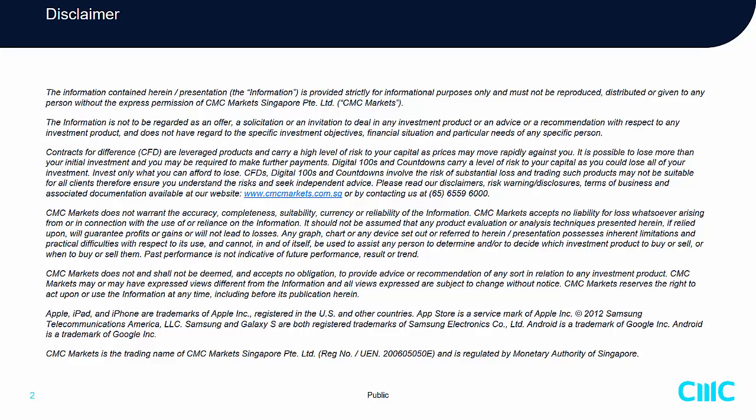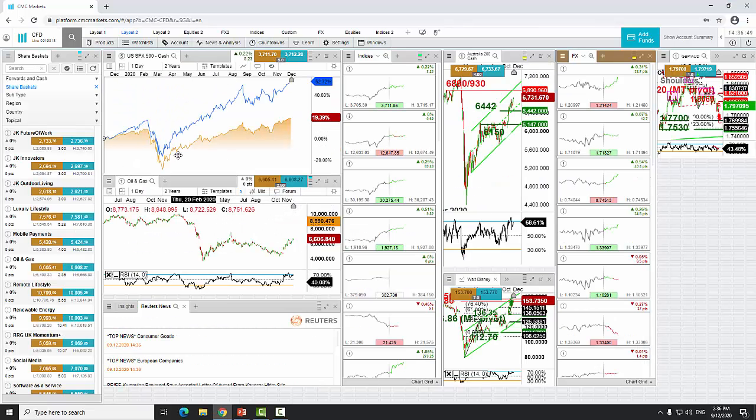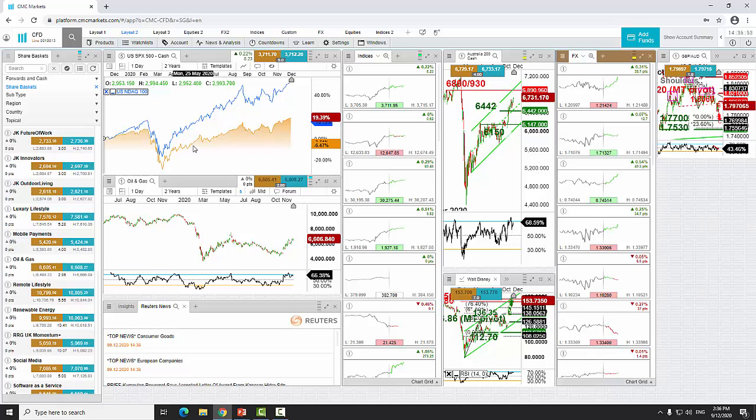Okay, so I'll be using the CMC Next Gen trading platform to illustrate an example on the share baskets analysis. Before we jump into the individual technical analysis configuration on the oil and gas basket, I will need to find out how the oil and gas basket performed in the last few months.